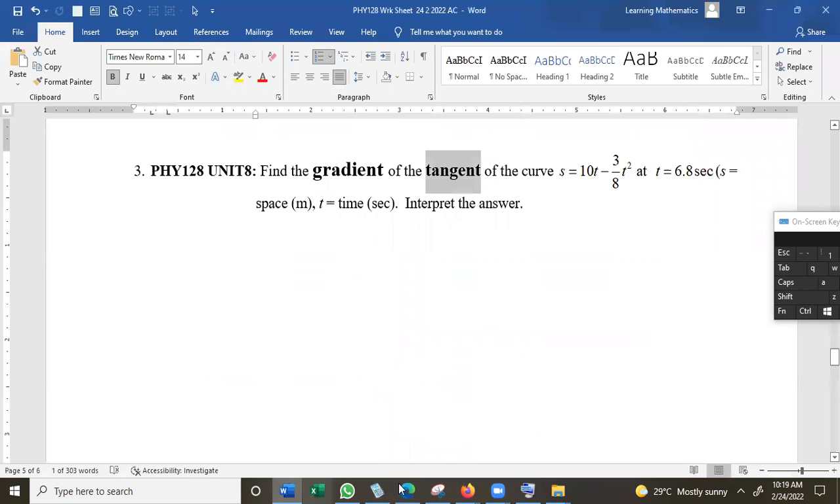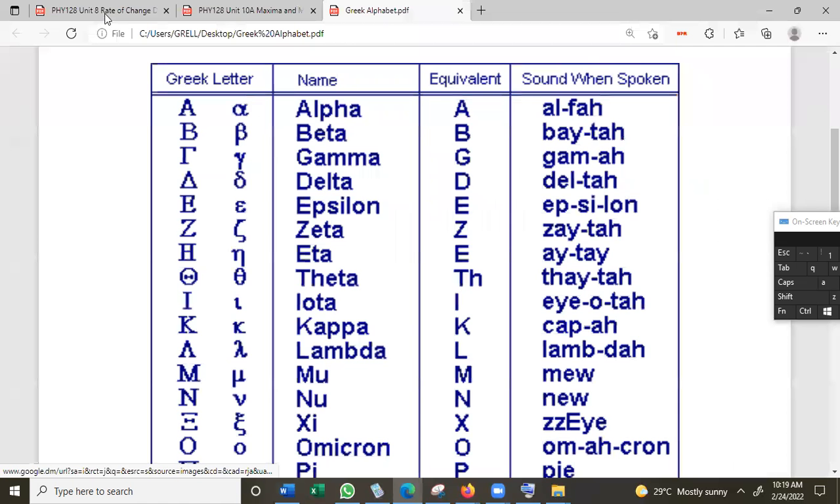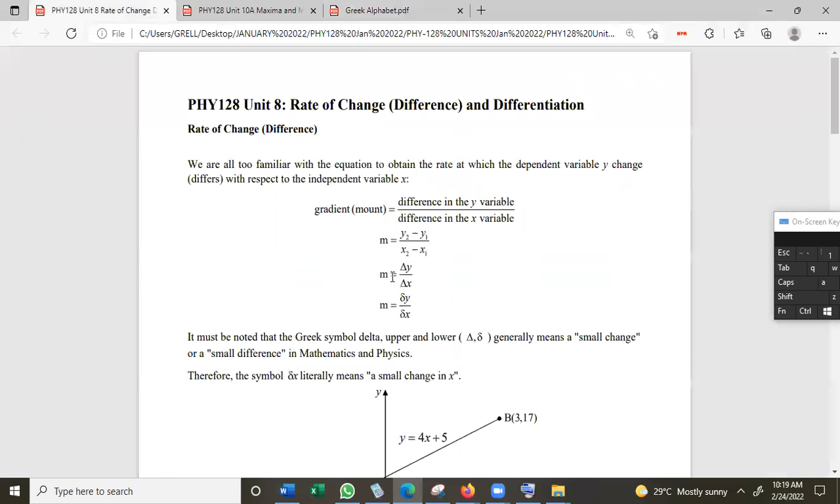So this is why you have this version of this formula. Gradient is equal to delta y over delta x, uppercase, and gradient is equal to delta y over delta x, lowercase. It must be noted that the Greek symbol delta, upper and lower, generally means a small change. So to communicate a small change, the mathematicians chose to use the Greek d, which is delta, or a small difference in mathematics and physics.